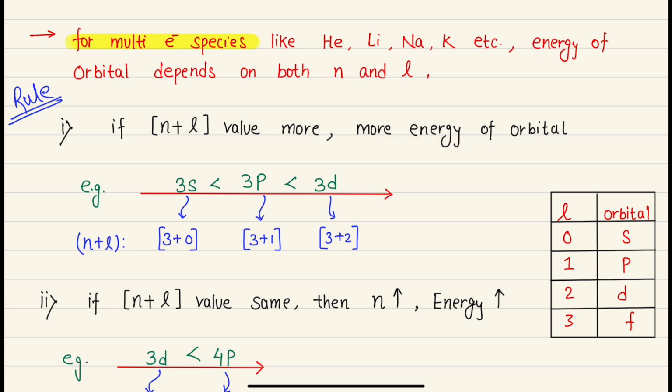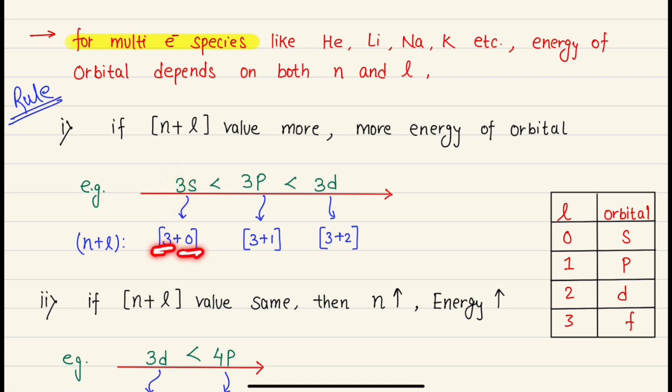Understood? Suppose for example 3s, 3p, 3d. And if I ask you to compare the energy of orbitals for multi-electron species for 3s, 3p, 3d, then what should your answer be? Your first task should be to find the n plus l value, right? So for this one, how much is the n plus l value?